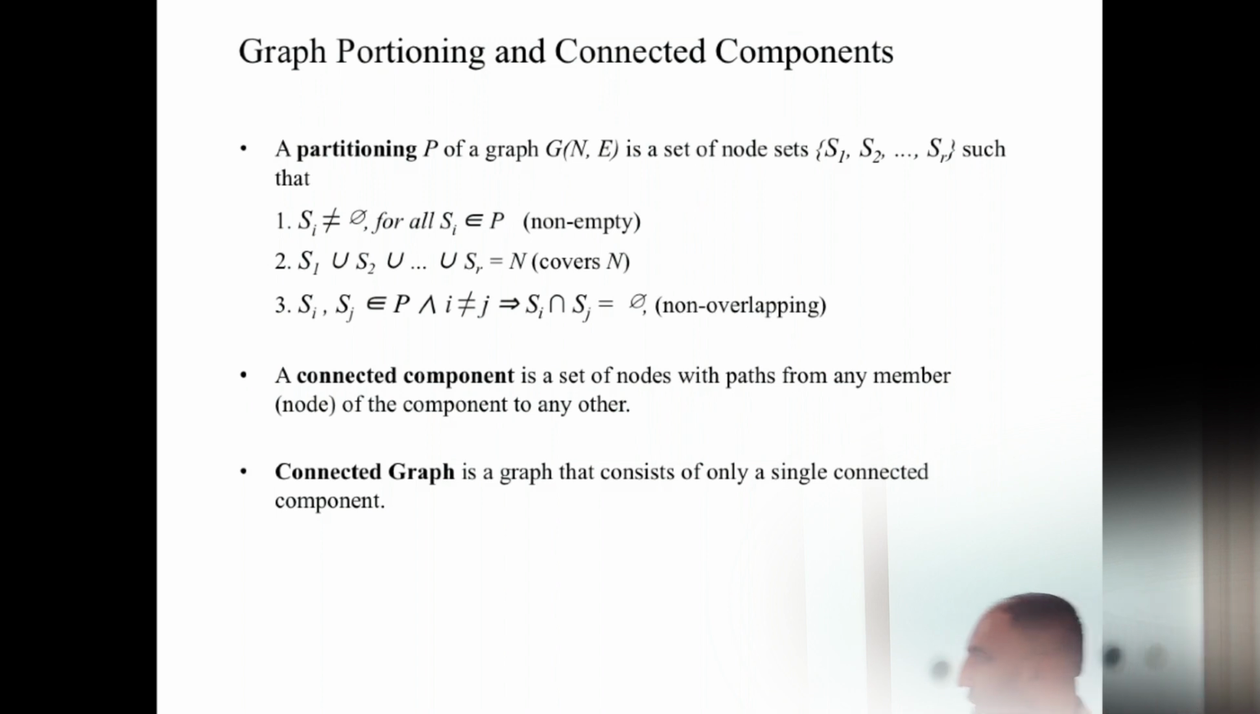You cannot have a node in more than one partition. Okay. So let's say you have three partitions in your graph, and if you take the union of those three partitions, then you get the full set of nodes that you have in your graph. And also there must be no overlapping. What does that mean? If you have a node in one partition, then it should not exist in another partition.